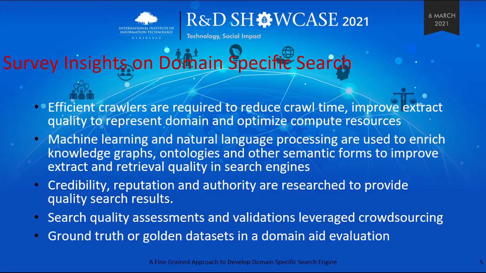Machine learning and natural language processing are certainly being used to enrich knowledge graphs, ontologies, and other semantic forms to improve extract and retrieval quality in search engines. Credibility, reputation, and authority are researched to provide quality search results. Search quality assessments and validations leveraged crowdsourcing, ground truth or golden sets data sets in a domain to aid evaluation. These are some of the findings that we found when we did a literature survey on what's happening on domain-specific search engine research.